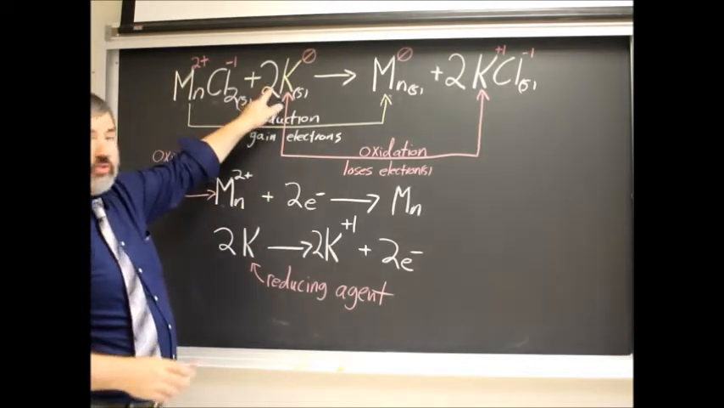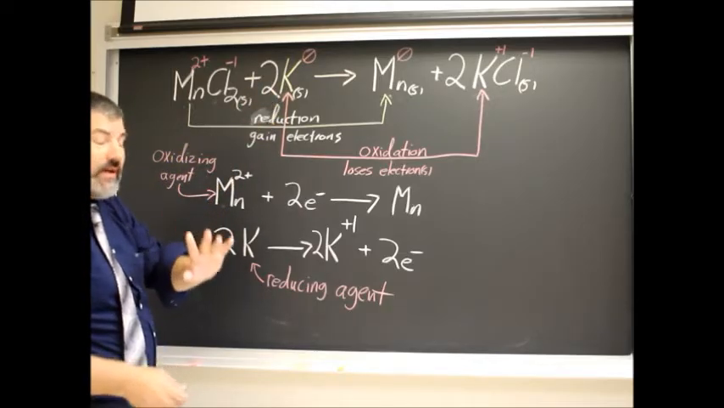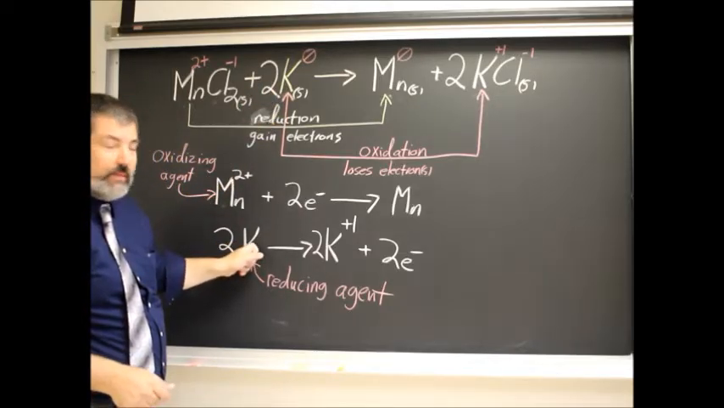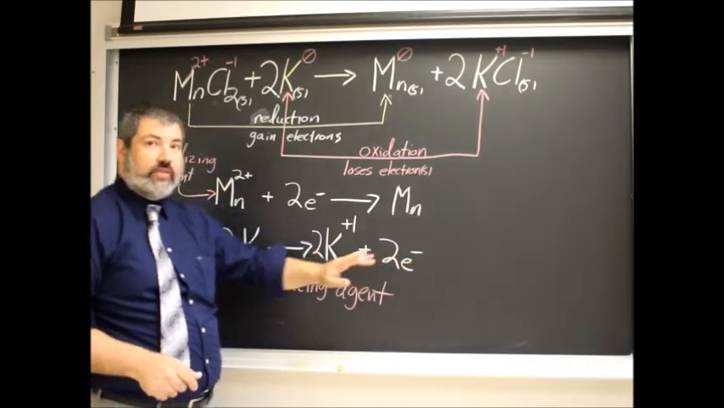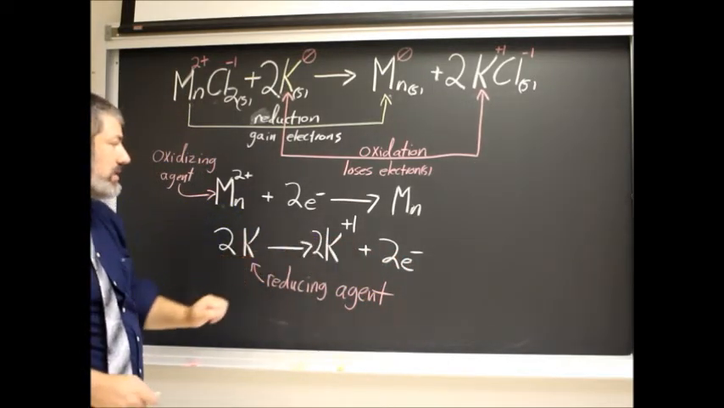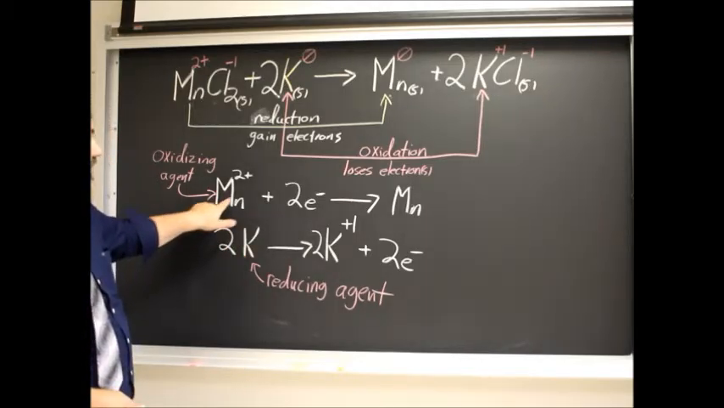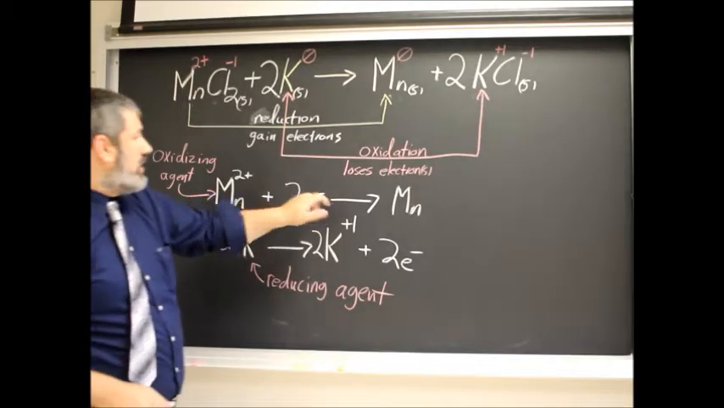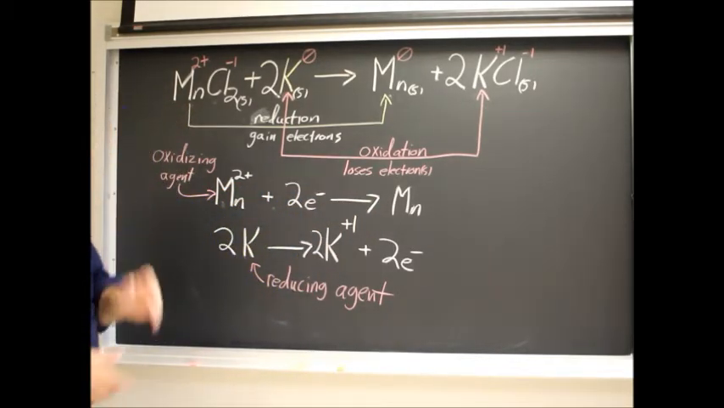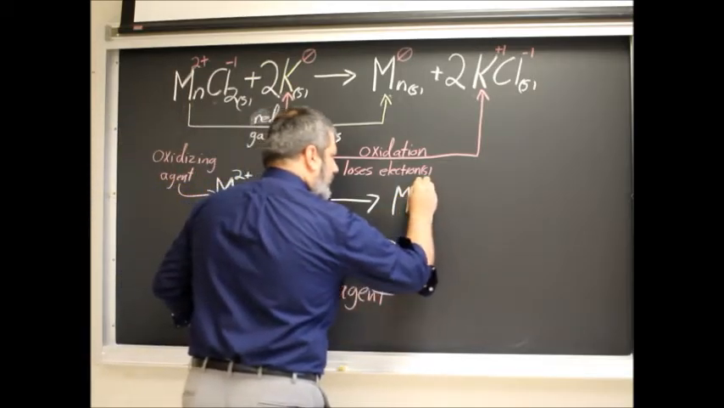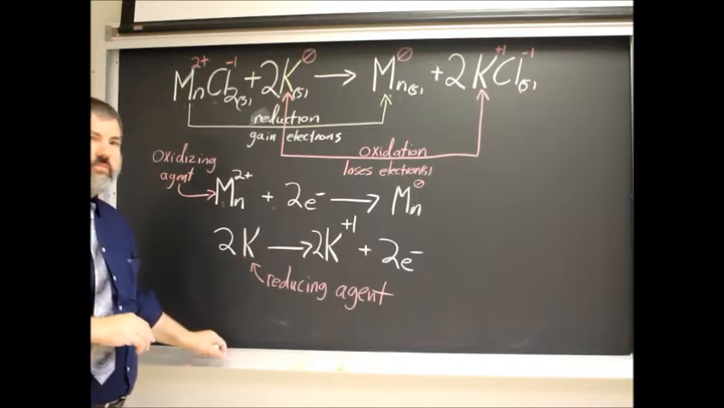Potassium gives up 2 electrons. I should specify that. Each potassium is giving up 1 electron. So it's a total of 2 electrons that are given up, 1 from each of the potassium atoms. The manganese picks up both of those electrons to go from manganese 2 plus to manganese 0. Again, it's always understood if it's an element, it's 0 charge.